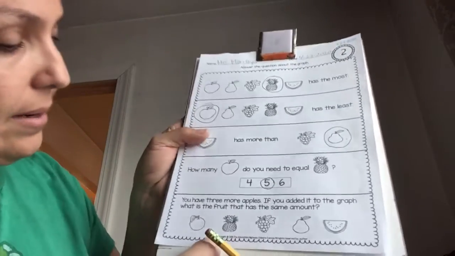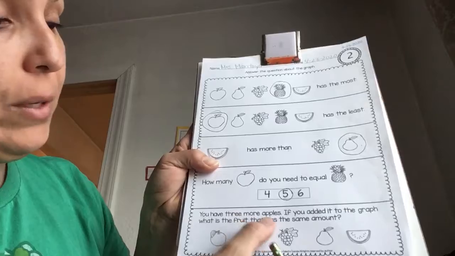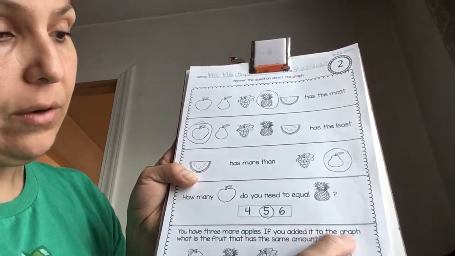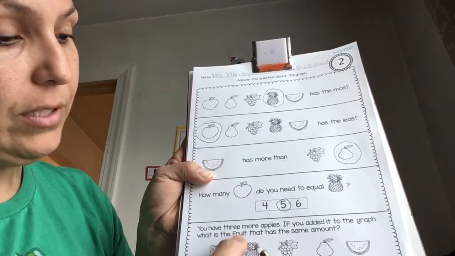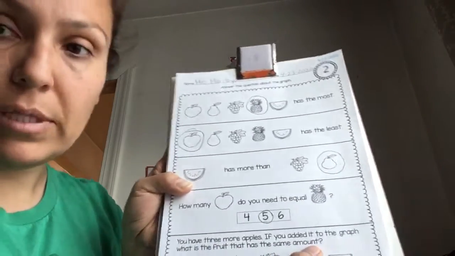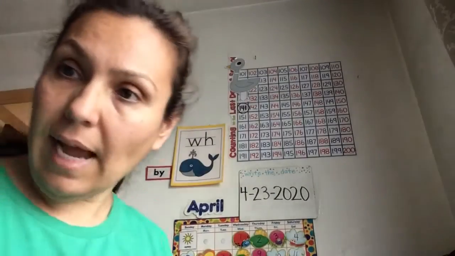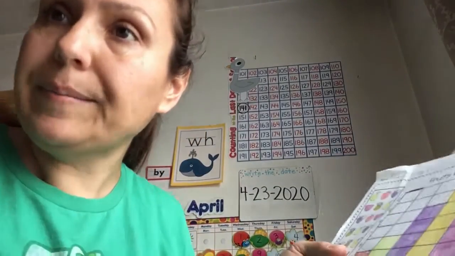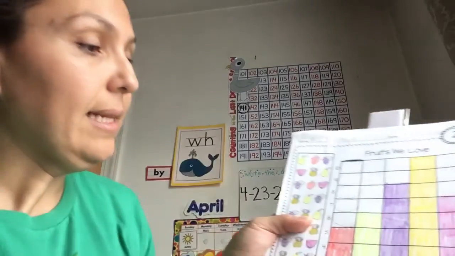Let's read that again. Okay, you have 3 more apples. If you added it to the graph, what is the fruit that has the same amount? So let's add 3 more apples. Let me get my crayon. I used a red one. And let's add 3 more apples.